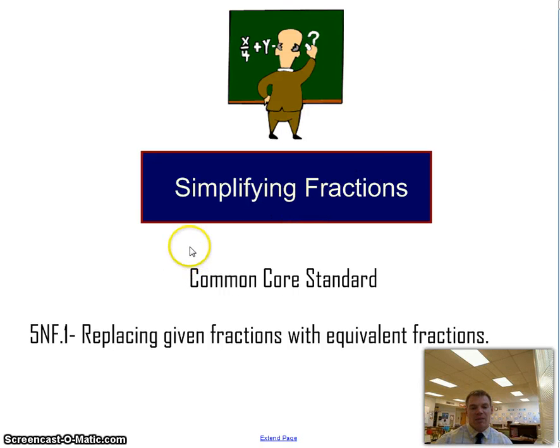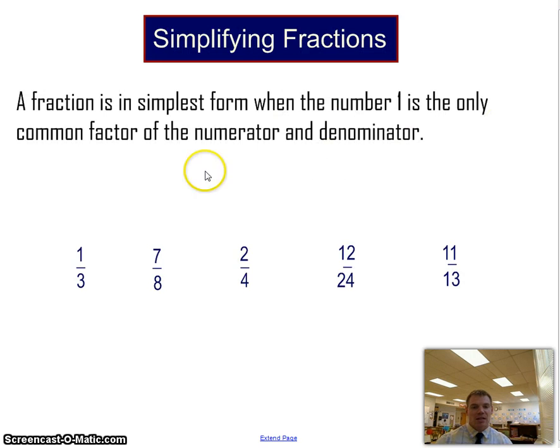Alright, today we're going to be talking about simplifying fractions. The common core standard we're looking at is 5.NF.1, replacing given fractions with equivalent fractions. And we looked at the last time how to do equivalent fractions. Simplifying fractions is just making them in reduced form, so that when it's in the simplest form, the number 1 is the only common factor of the numerator and denominator.